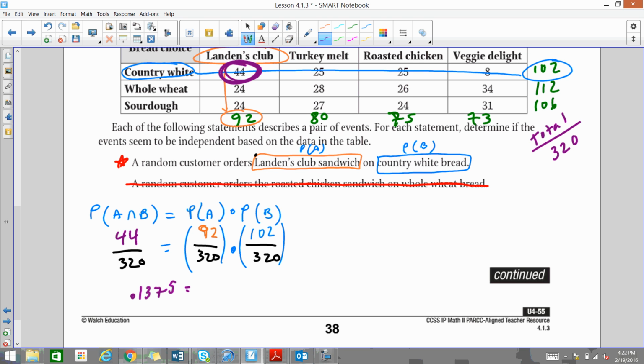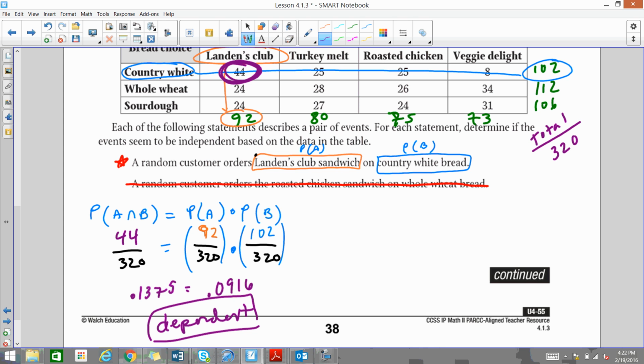And you should get a decimal of 0.0916. So looking at these two, are these two events dependent or independent? All right, so here's the thing. These right here right now are technically going to be considered dependent events, because these are not equal. These are dependent.